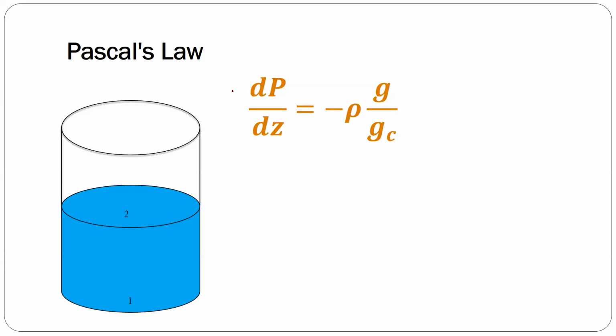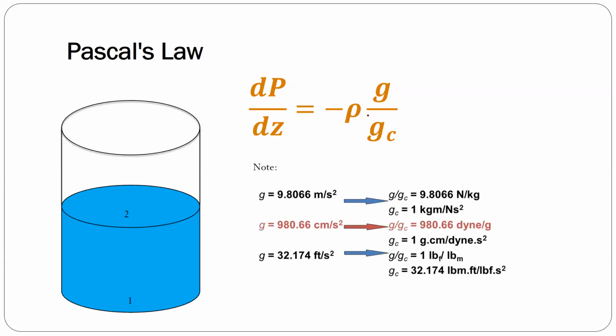So Pascal's law is expressed as dP/dz equals negative rho g over gc. Okay, so P is pressure and z is the height or elevation. Rho is density. And of course, you have your g and gc. And what do they mean? Take note that g is your acceleration due to gravity. Okay. In SI, it's 9.8 meters per second squared, while gc is your conversion between newton and your kilogram meter per second squared.